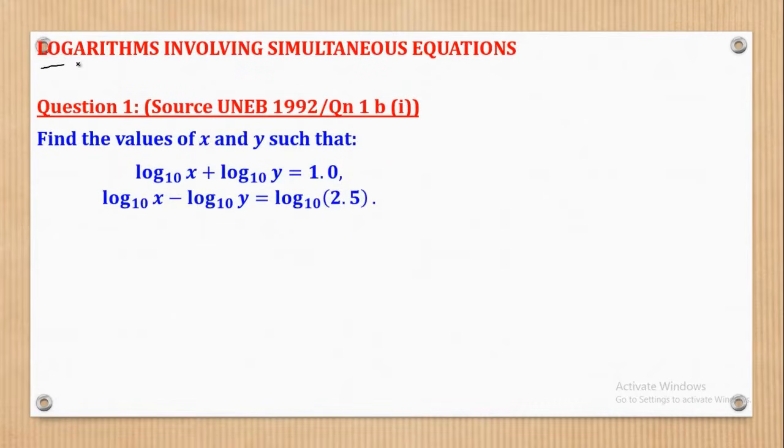So now we shall go to logarithms involving simultaneous equations. We already covered the topic of simultaneous equations, and it's available on this platform. Just go to the playlist and look for it, and first watch it, then you can be able to understand this topic. So question 1 came from UNEB 1992, paper 1, question 1b, Roman 2, and says, find the values of x and y such that this is that and that is that.